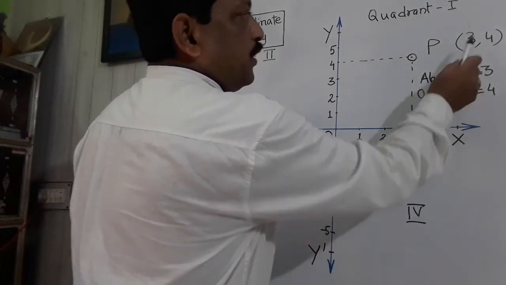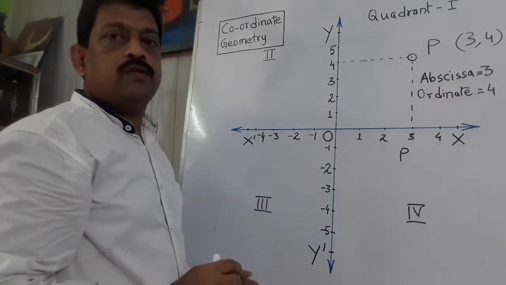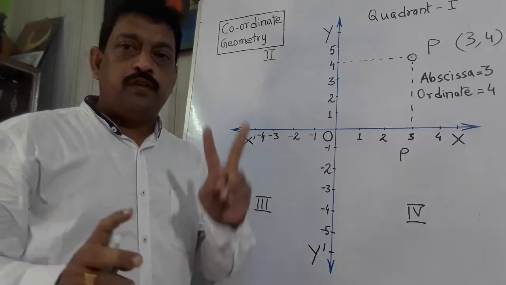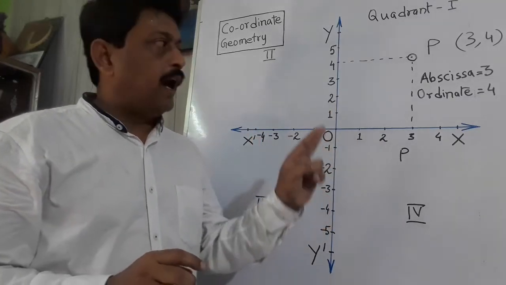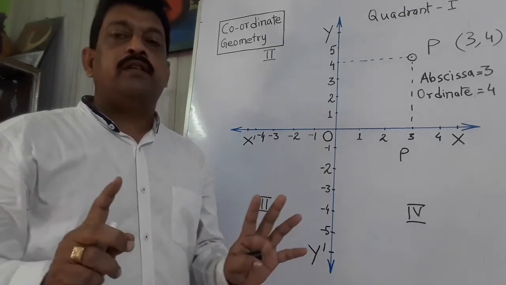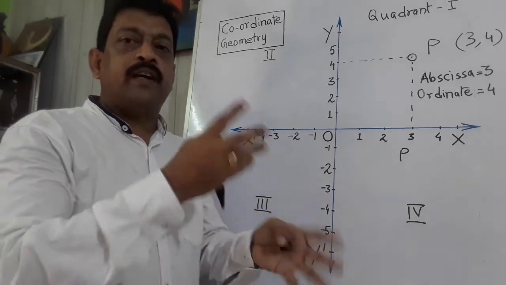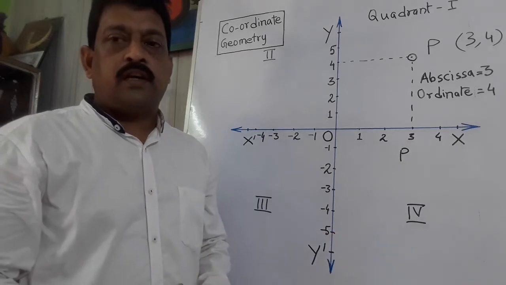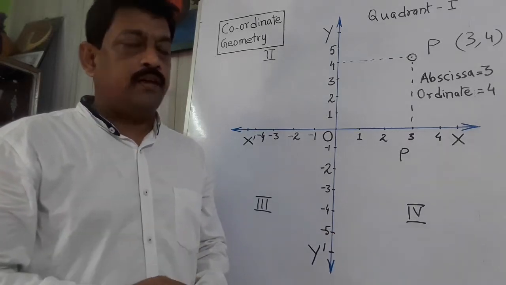And these 2 values together are known as the coordinates of P. A coordinate consists of 2 numerical values. The first one is the abscissa and the second one is the ordinate. And remember, they are always written in the same order. It is not that we can write either the abscissa or the ordinate first. No, always write the abscissa first and the ordinate next.